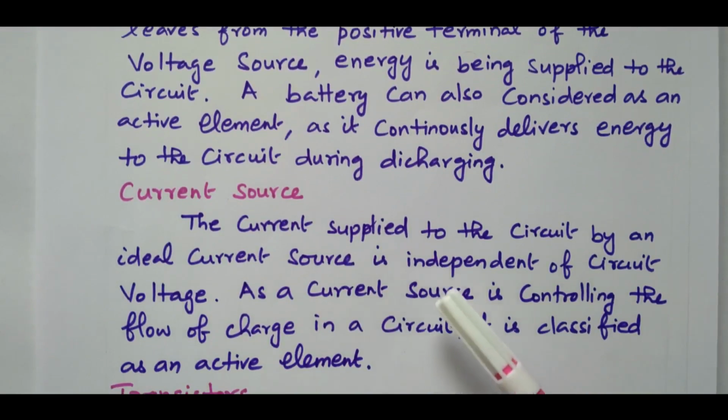The current supplied to the circuit by the ideal current source is independent of the circuit voltage. So the current source is controlling the flow of charge in the circuit, so it is classified as an active element. It is able to supply the current to the circuit continuously, independent of circuit voltage. It is always delivering the current to the circuit. So that's why it is called an active element.